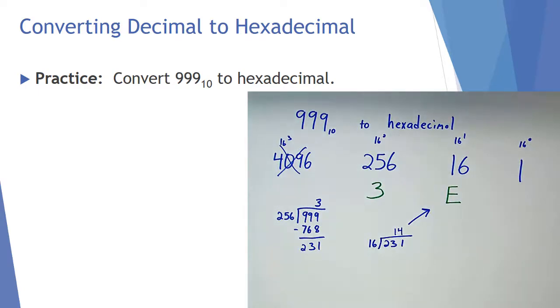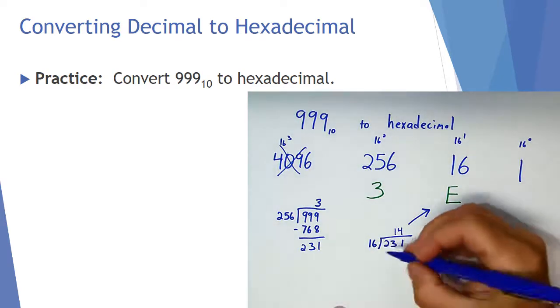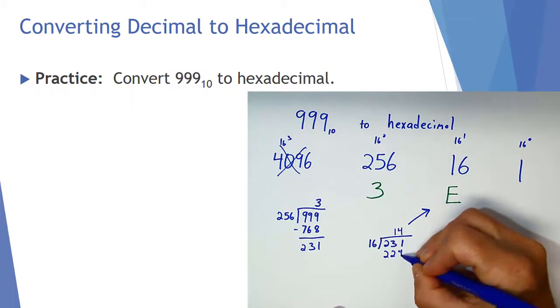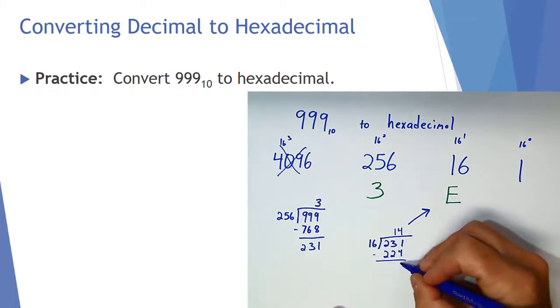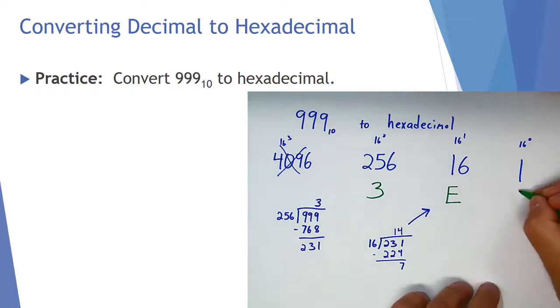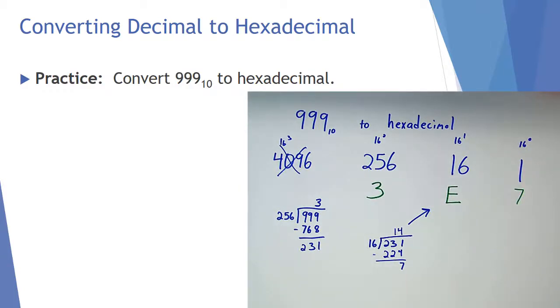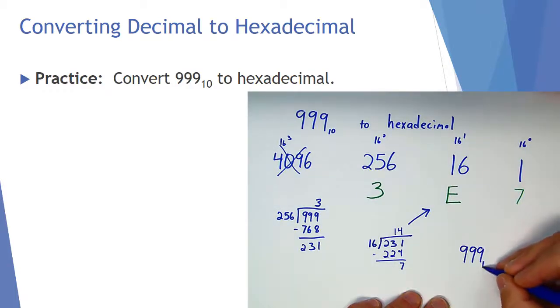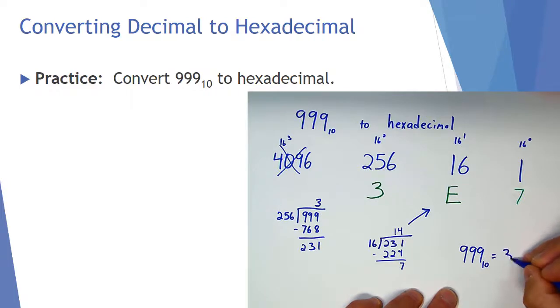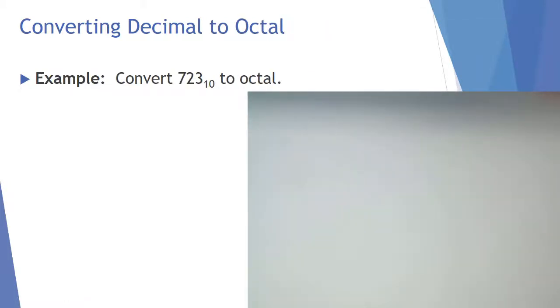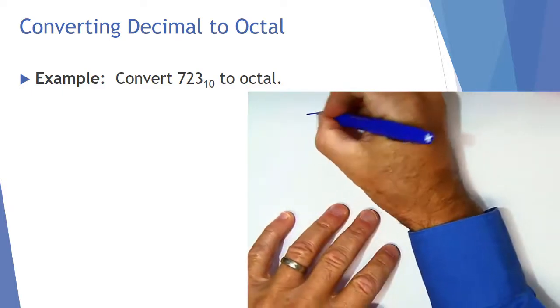Now, what's our remainder? 14 times 16, that's 224. And when we subtract, we get 7. And so again, our last digit turns out to be a 7. So there you have it. 999 base 10 is equivalent to 3E7 when converted to hexadecimal. Okay, let's just do one example of decimal to octal. Let's convert 723 base 10 into octal.